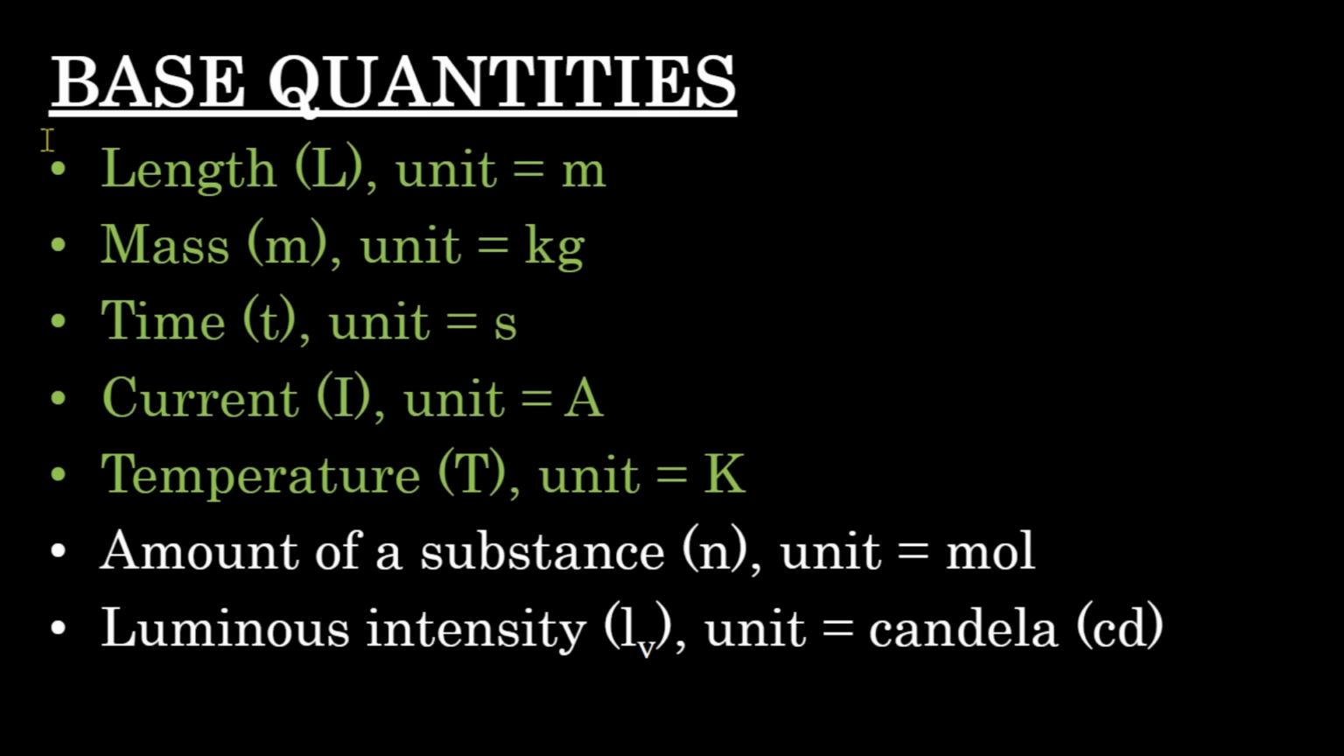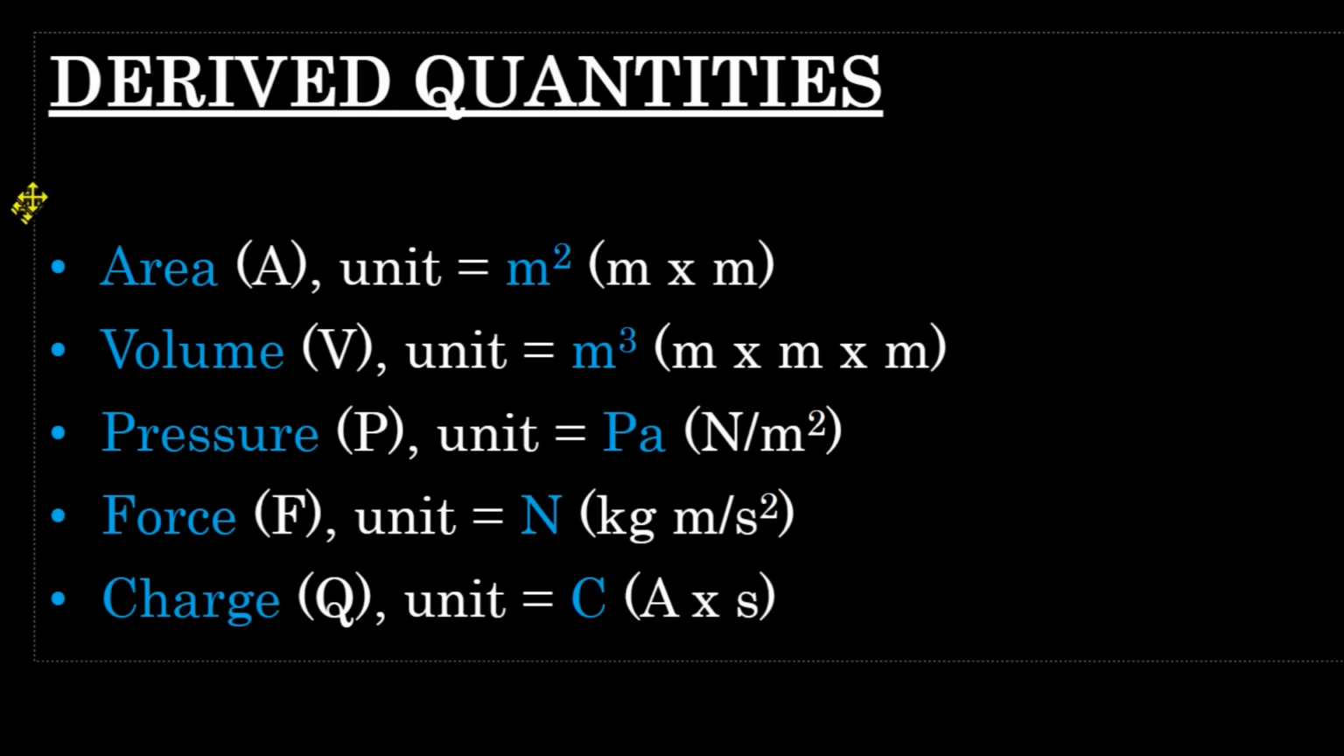Here we have the 7 base quantities. You only have to know 5 at this level. The 5 are length, the unit is meters, mass, the unit is kilograms, time, the unit is seconds, current, the unit is amperes, and temperature, the unit is Kelvin. The other 2 are the amount of a substance, the unit is moles, and luminous intensity, the unit is candelas.